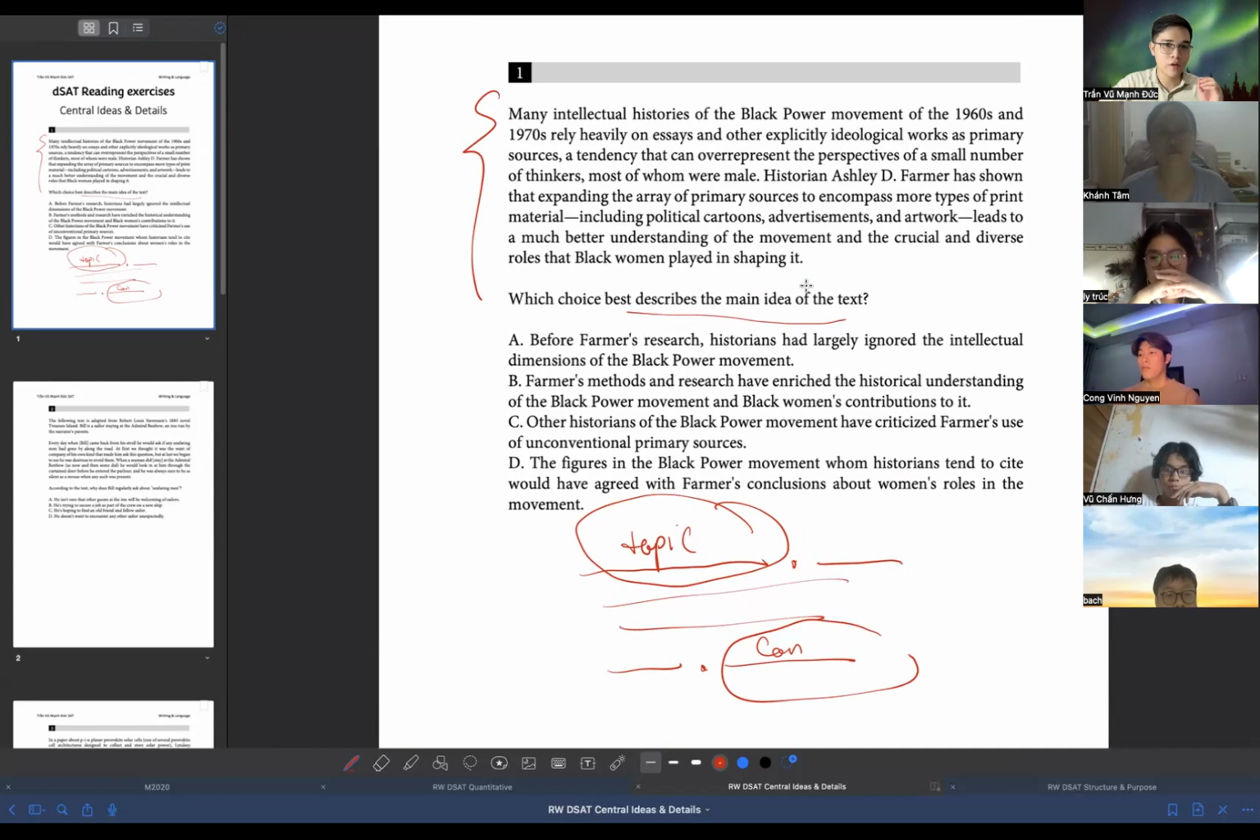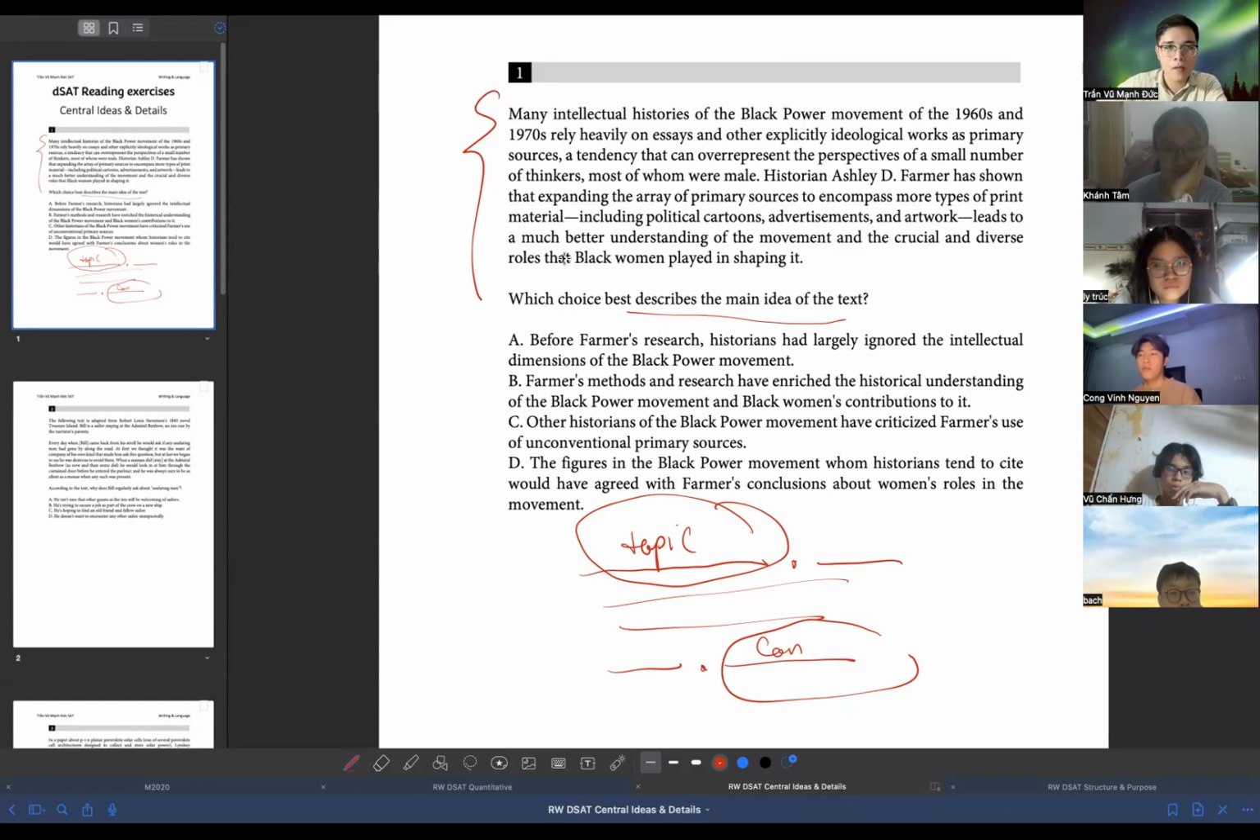We're still going to have to read the entire paragraph, but we look more closely at the topic sentence and conclusion, which is the very first sentence and the very last sentence. And if it is incomplete, you're going to have to expand it to the very first two sentences and the very last two sentences.